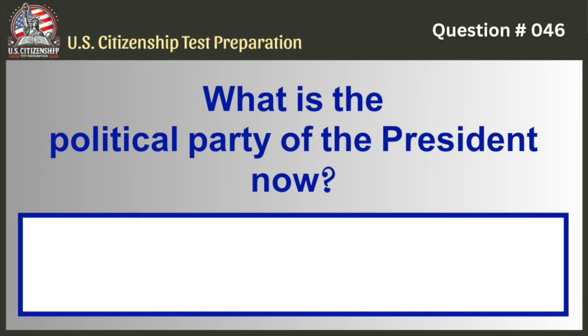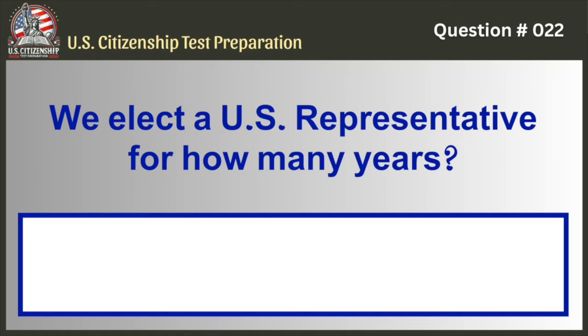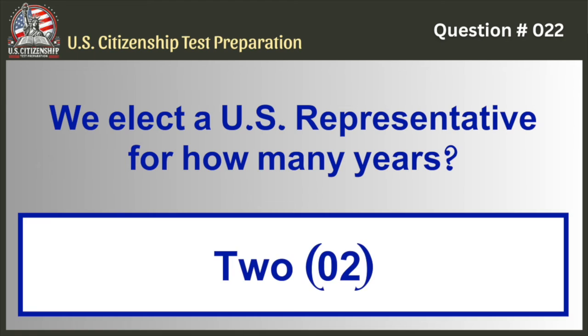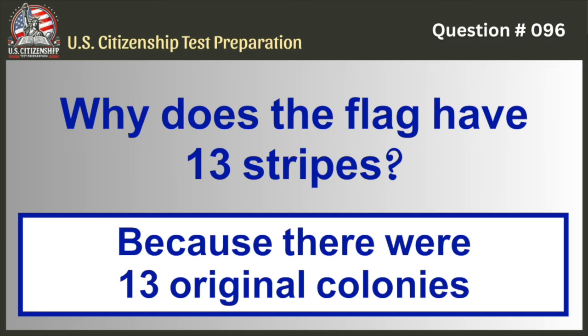What is the political party of the president now? Republican. We elect a U.S. representative for how many years? 2. Why does the flag have 13 stripes? Because there were 13 original colonies.